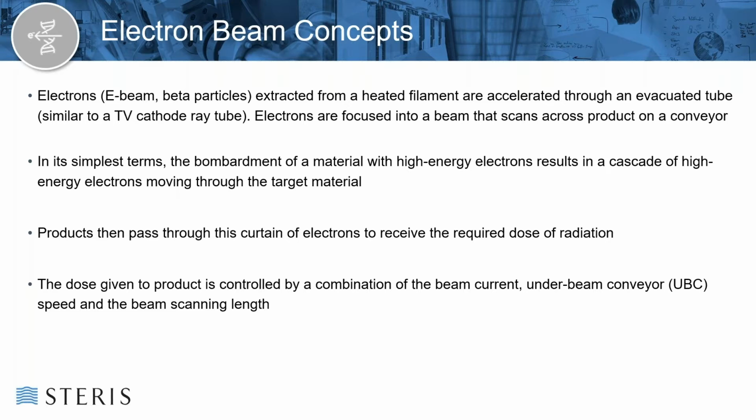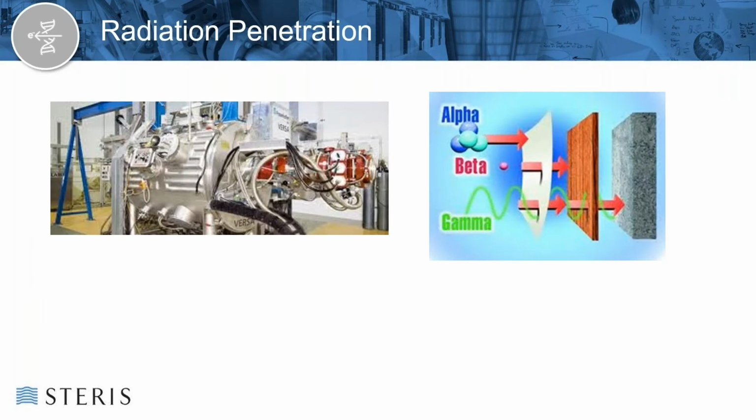Products in our vault pass through this current of electrons to receive the required dose of radiation. And as mentioned, we control that dose through beam current, our beam conveyor speed in meters per minute, and our beam scanning length, which we're setting up to provide for the associated width or height of the product that is being processed.